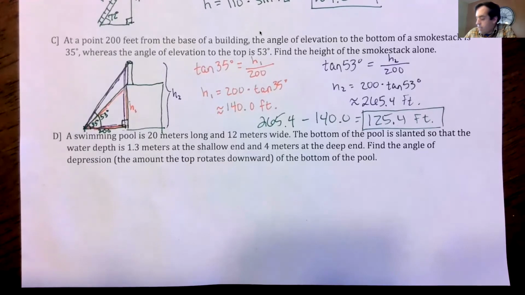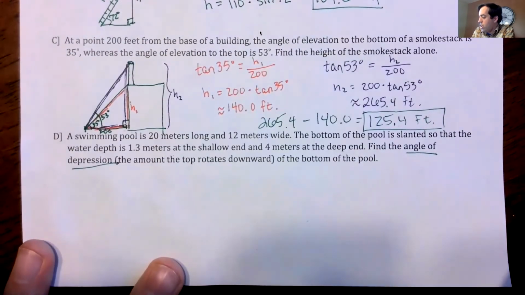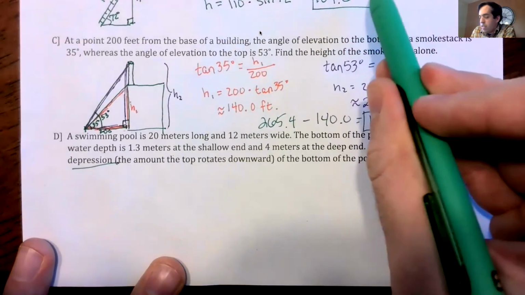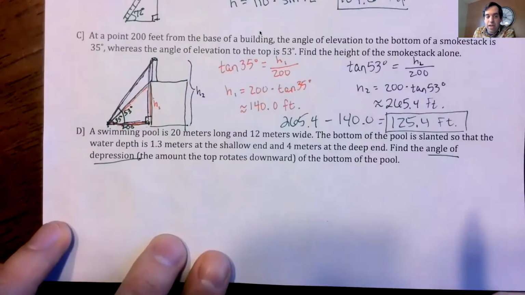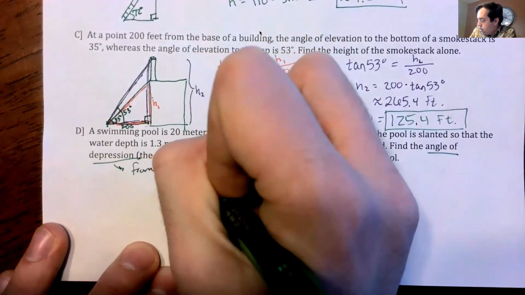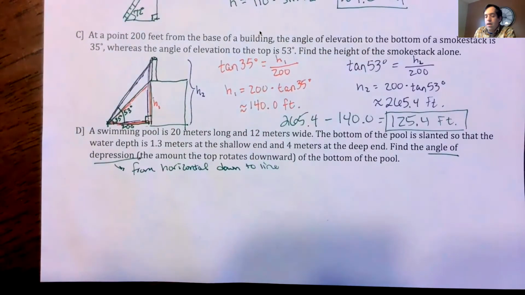A swimming pool is 20 meters long and 12 meters wide. The bottom of the pool is slanted so that the water depth is 1.3 meters at the shallow end and 4 meters at the deep end. Find the angle of depression. So that's kind of the opposite of the angle of elevation. Angle of depression always goes from horizontal down to the line. So I'm going to write that right here. Of the bottom of the pool.